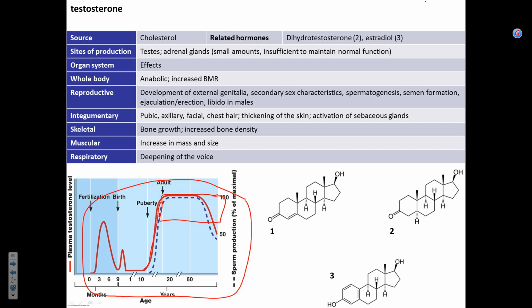Testosterone is a fat-soluble hormone derived from cholesterol, produced, as we just discussed, in the testes. Some of it is produced in the adrenal glands. Remember, we talked about the zona reticularis that produces androgens in the adrenal glands. The levels of testosterone produced by adrenal glands are very low, so they're not sufficient to maintain the fertility function.